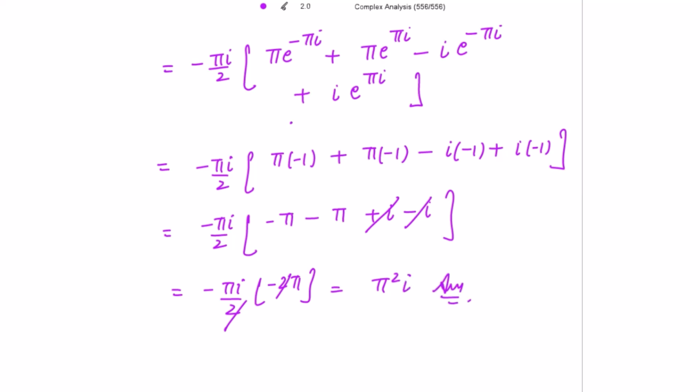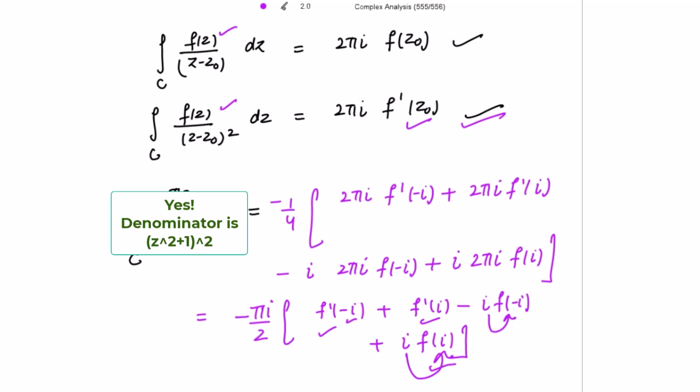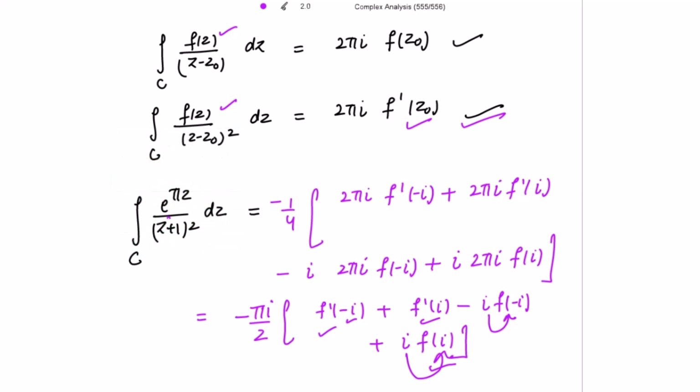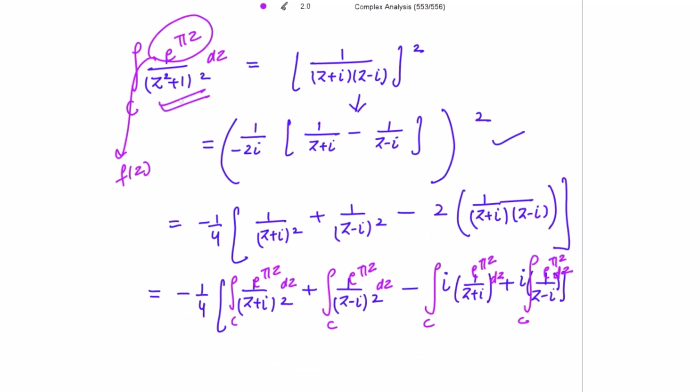What is the given integral? We have e to the power pi z divided by z square plus 1 whole square dz over the square C. It is z square plus 1 whole square, right? Very sorry for this. It is z square plus 1 whole square. And also here also z square plus 1. I'm very sorry for that. This is correctly I have written.